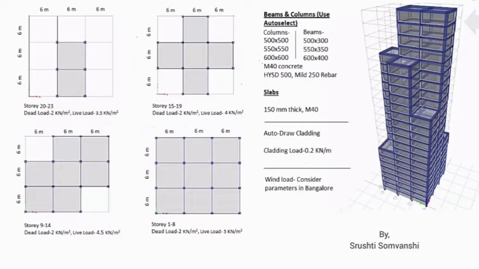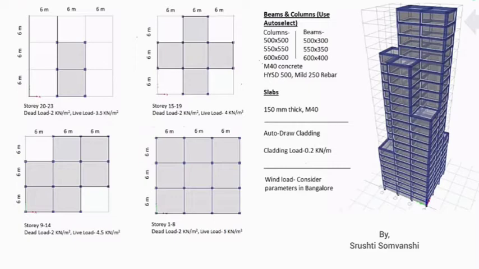or there are stories 1 to 8 similar with dead load 2 kN per meter square, live load 5 kN per meter square. Stories 9 to 14 are similar with dead load 2 kN per meter square, live load 5 kN per meter square. Stories 15 to 19 are similar with dead load 2 kN per meter square and live load of 4 kN per meter square. Stories 20 to 23 are similar with dead load of 2 kN per meter square and live load of 3.5 kN per meter square.